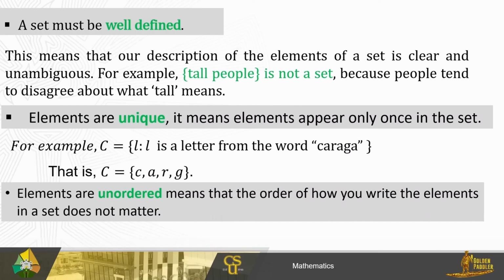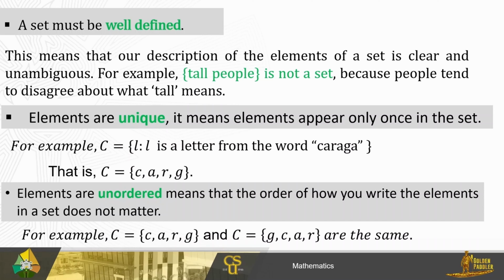Next, the elements are unordered. It means that the order of how you write the elements in a set does not matter. Look at this example. If you write C as the collection of C, comma A, comma R, comma G, and if somebody writes it this way, C is equal to G, comma C, comma A, comma R, they are the same.